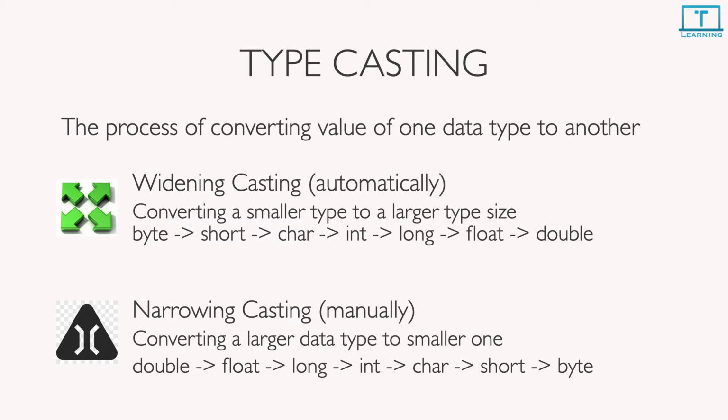Widening casting happens automatically. This happens when converting a smaller type to a larger type. For example, byte to short, char to int, integer to long, or long to double, things like that. While narrowing casting has to be done manually. This is converting a larger data type to a smaller one, say for example, double to float, or float to integer.